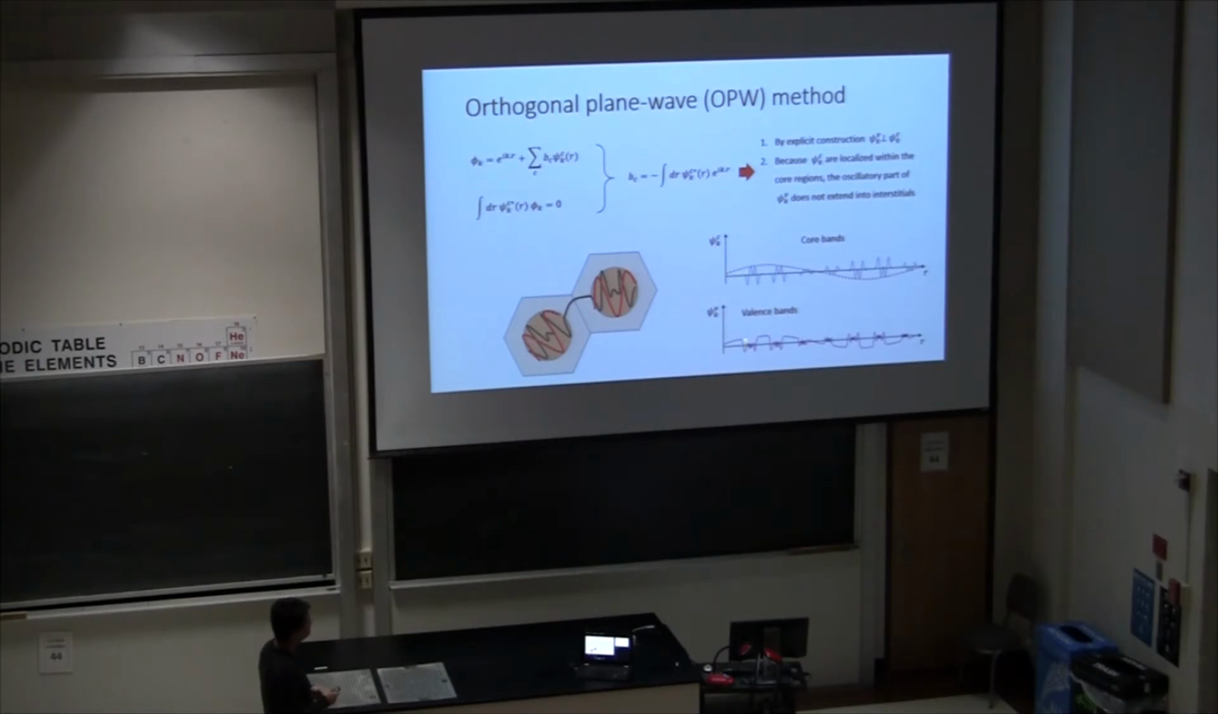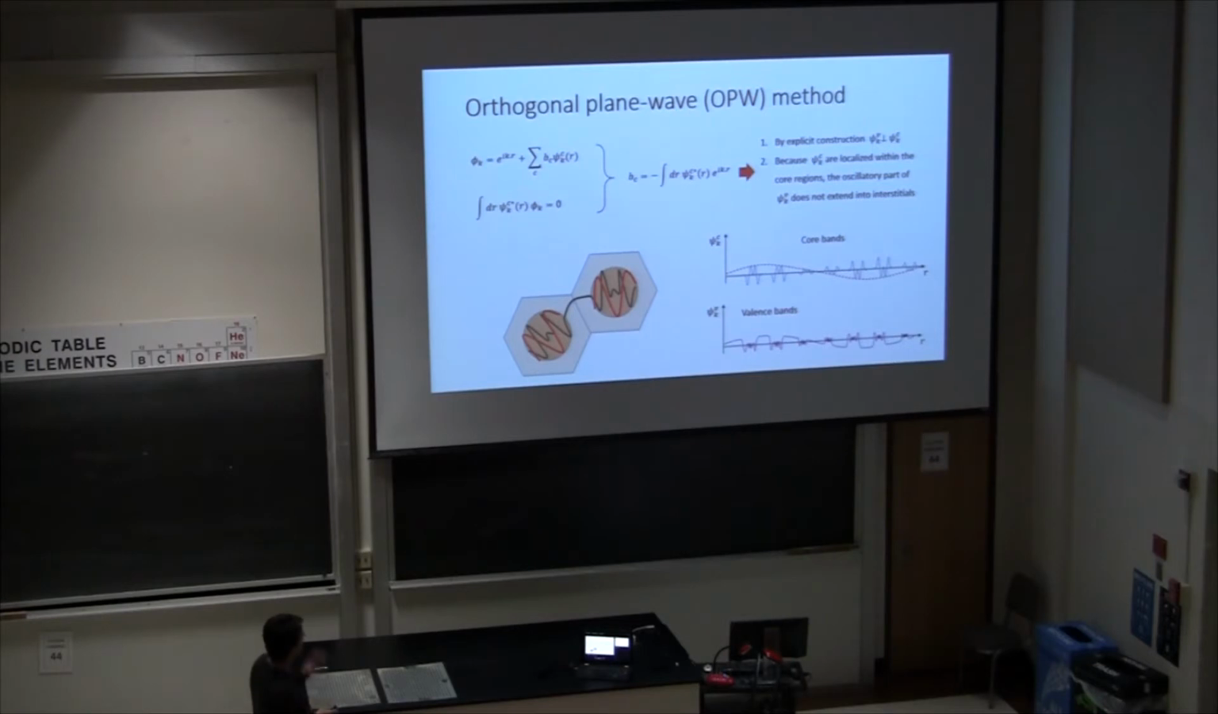Your valence bands also have some oscillatory pattern near the nuclei, but the oscillatory pattern of the valence bands is orthogonal to the oscillatory pattern of the core bands. And this way, you really separated out the two wave functions, the valence wave functions from the core wave functions. And that's actually the reason why you do not have to have a muffin tin potential here. You can have any potential you want and you can do your calculation.